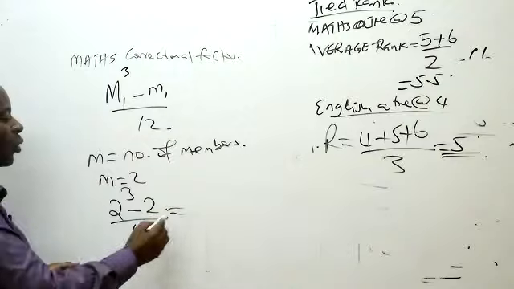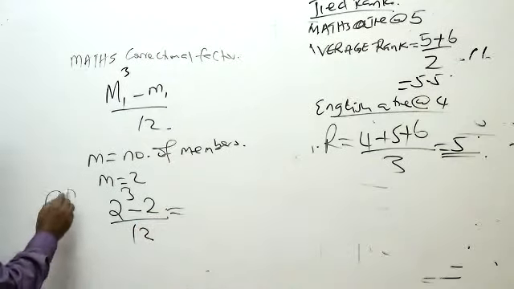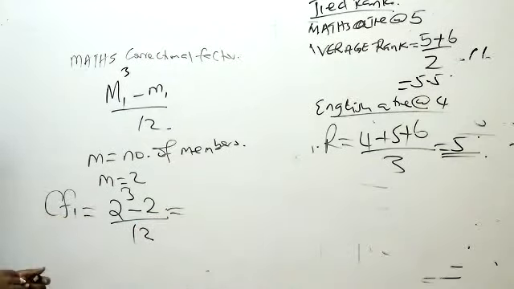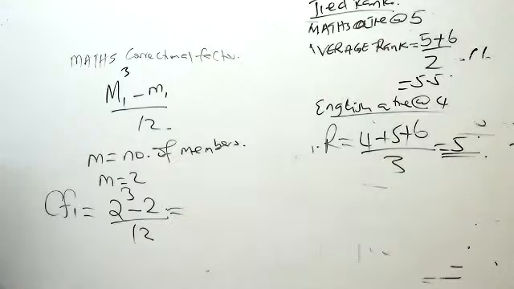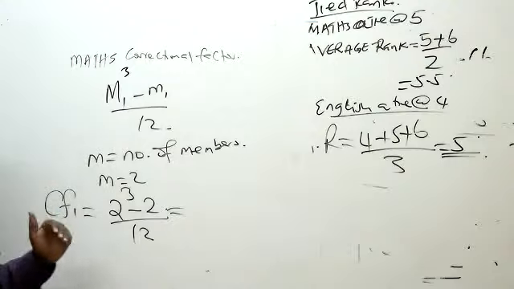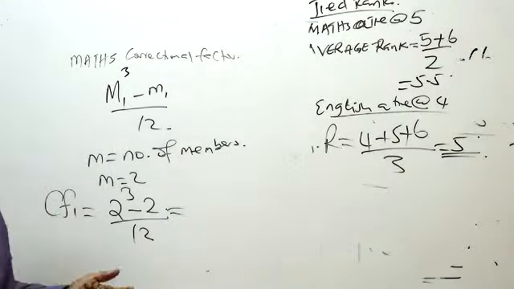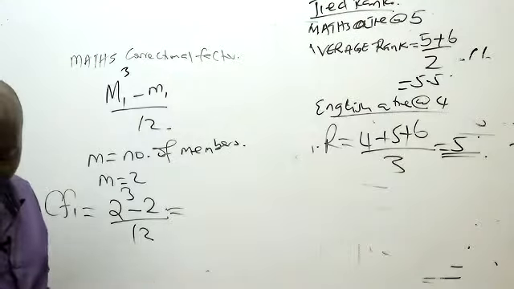This is the first correctional factor. You can call it CF1, correctional factor 1. It's an important formula. You simply master it. Unfortunately, the moment you have done this, and then you go and repeat on your own, then you become a specialist of this area. It's a simple area.